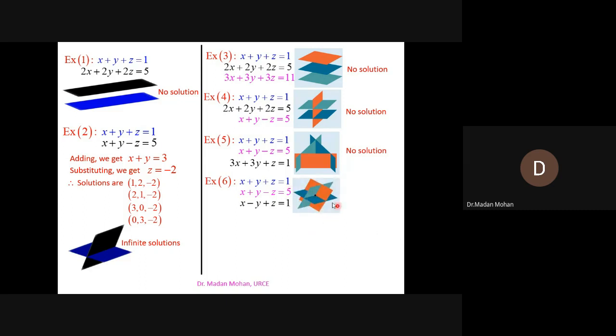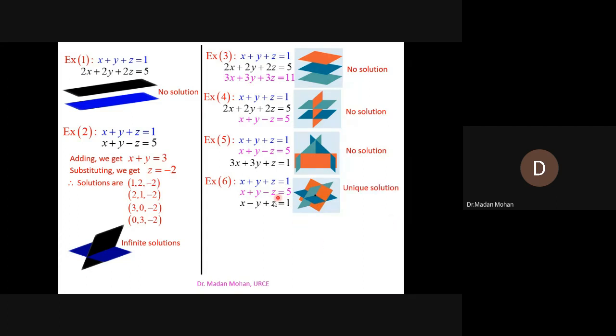It looks like this, please. Three planes. The first two planes intersect in a line. The third plane is not parallel to the line of intersection of the first two. The line of intersection of the first two is not parallel to the plane. Not parallel means that line goes through somewhere in this plane. That is the point. That is a unique solution.